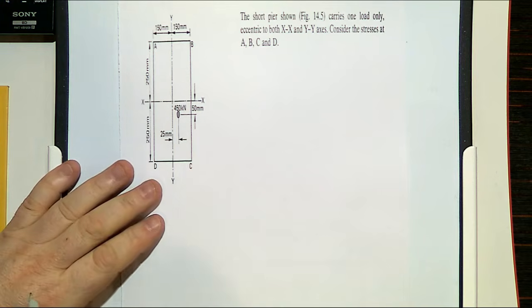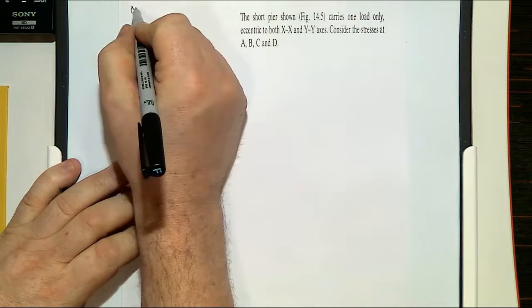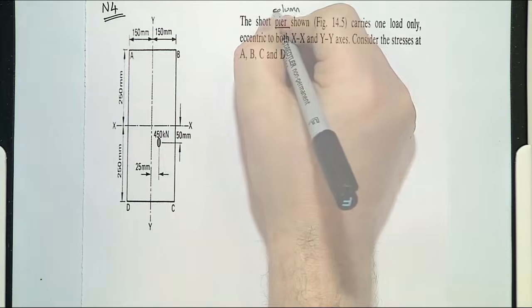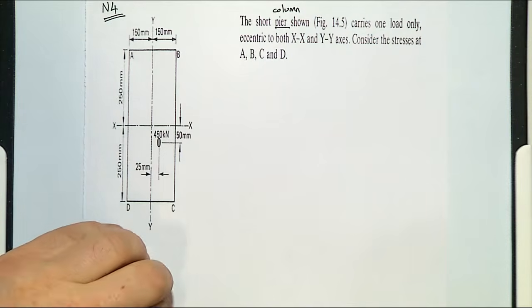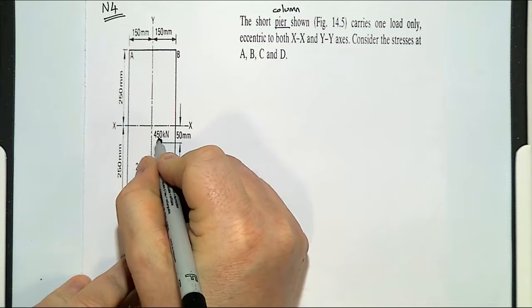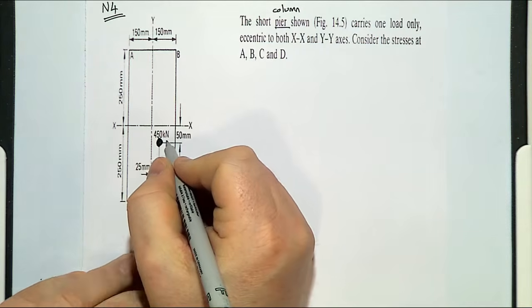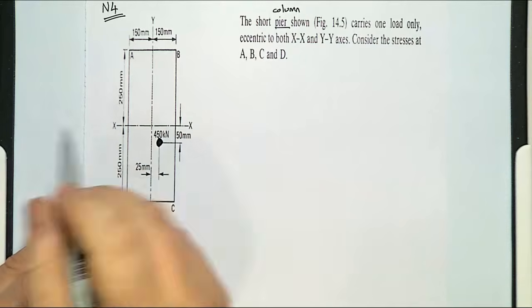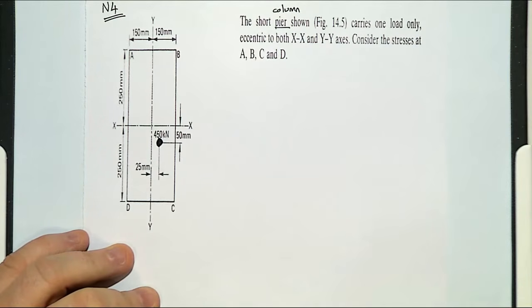This is tutorial question N4. So this is a short pier or a column. It carries one load, and that load there is 450 kilonewtons. And it's eccentric to both the x and the y axis. And it says consider the stresses at A, B, C, and D, or work out the stresses at A, B, C, and D.